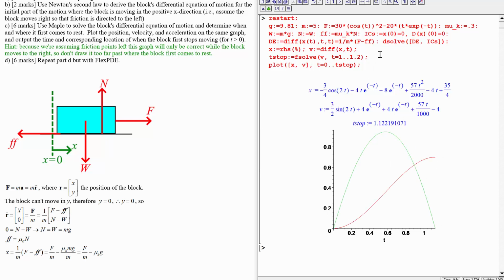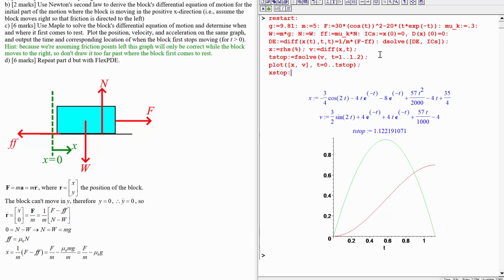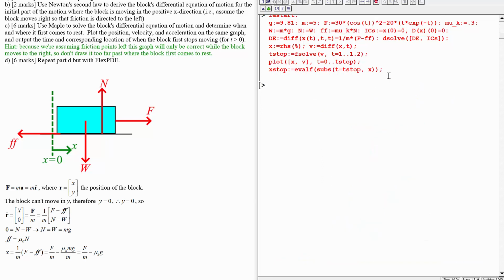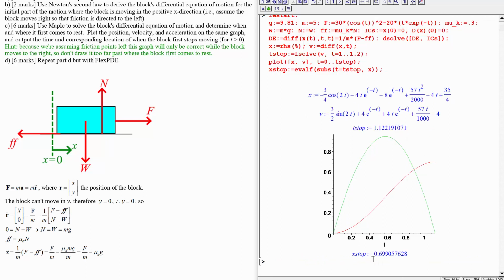And we can find out what that final position is by reporting it. So x stop is equal to substitute, subs, t equals t stop into x. Now this is the direct substitution, but we actually want a simplified version of that. So let's also say, evaluate this as a floating point, evalf. So it looks like it stops at about 0.7, which seems right from this graph.